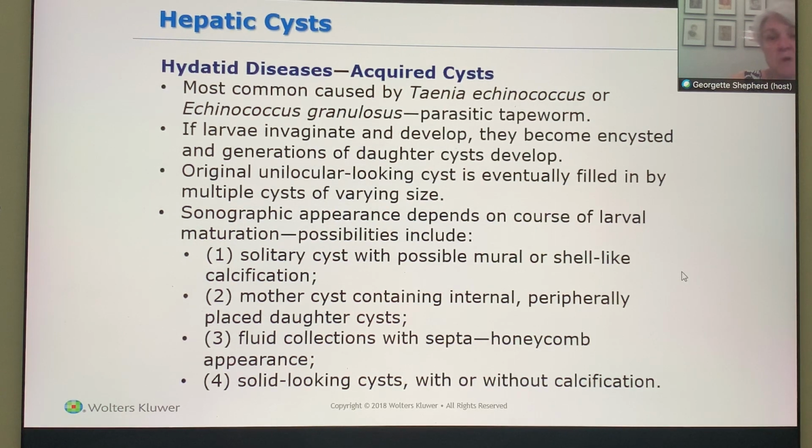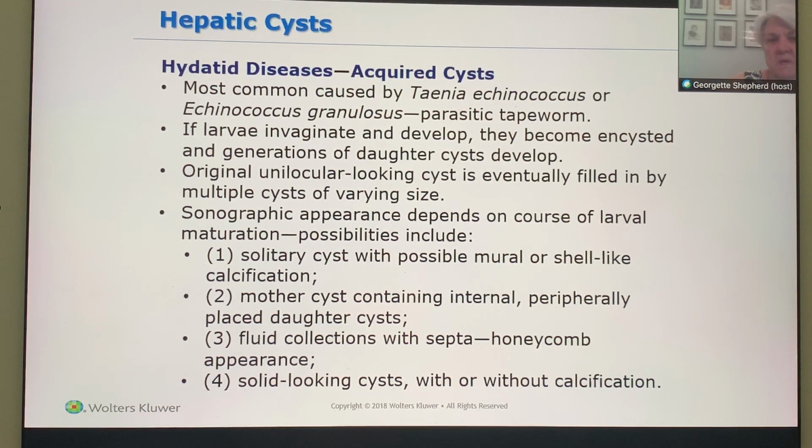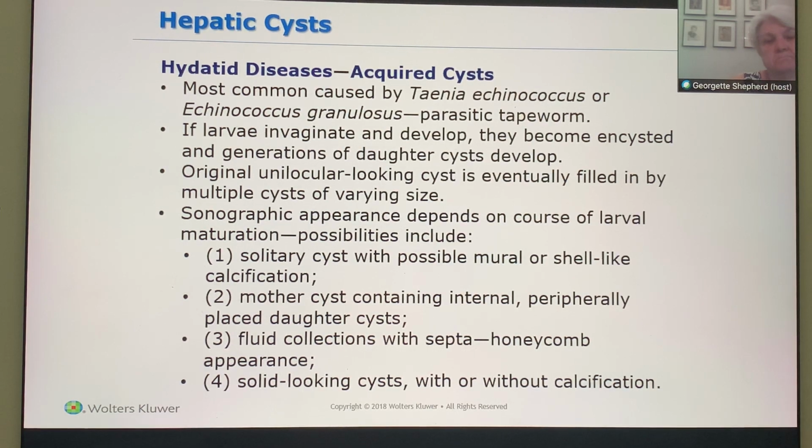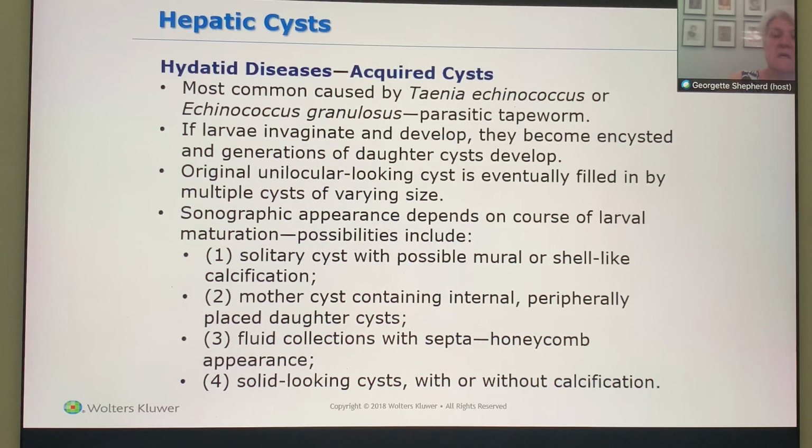A parasitic tapeworm. A parasitic tapeworm also has daughter cysts. They can be unilocular looking cysts, or they can be varying sizes of multiple cysts. Our sonographic sign is a daughter cyst. It looks like a honeycomb. If it's old, it could have calcifications around it. Septation.